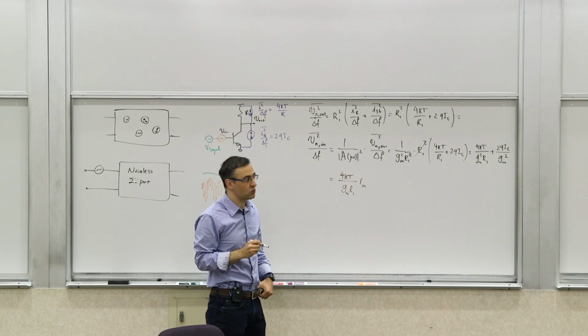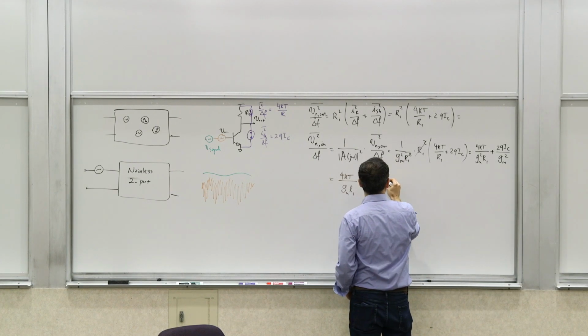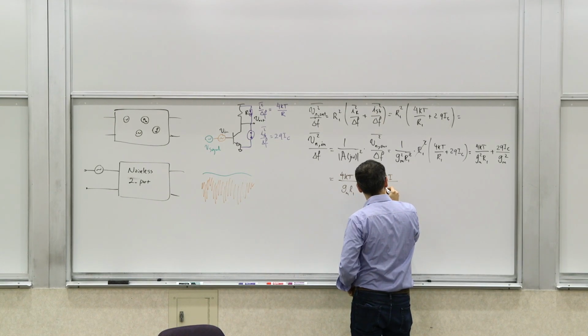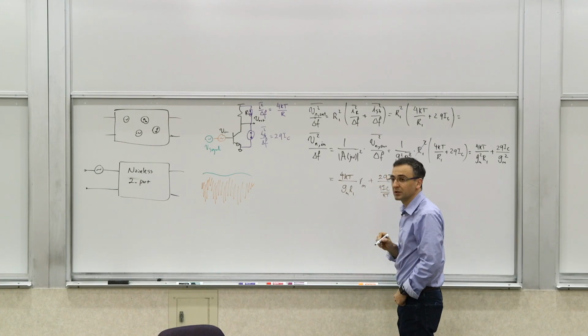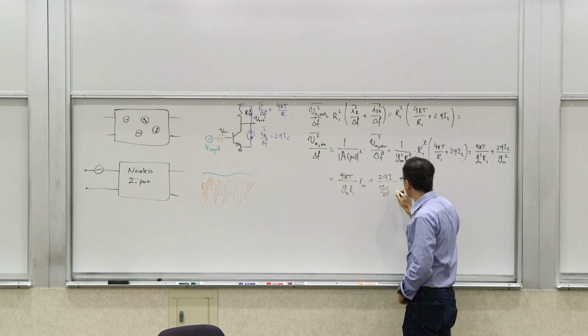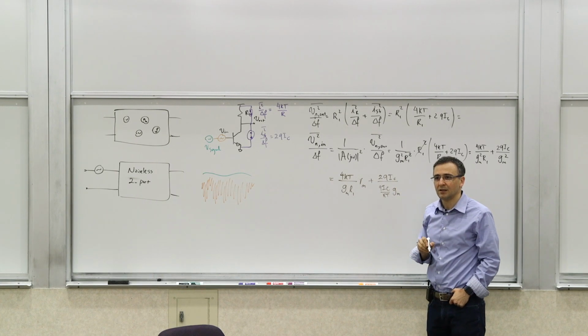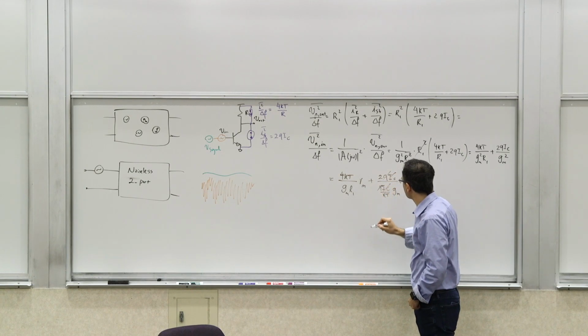Okay? I just took one of the 1 over GMs, wrote it as RM. And then take the other one, I see 2QIC, and I take one of the GMs again to write as, what is GM? IC over VT, and VT is KT over Q, right? So I can put the Q here. And then there's another GM, and this is IC, right? So you can see that this cancels that, this cancels that.